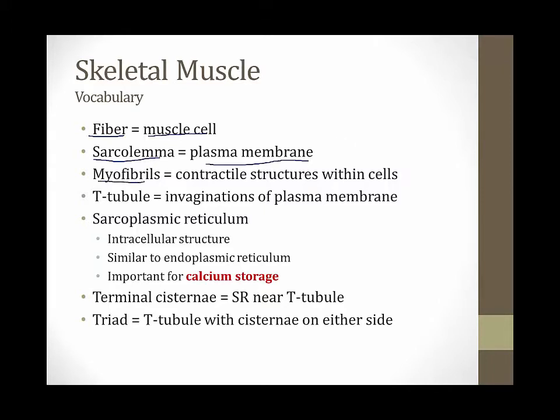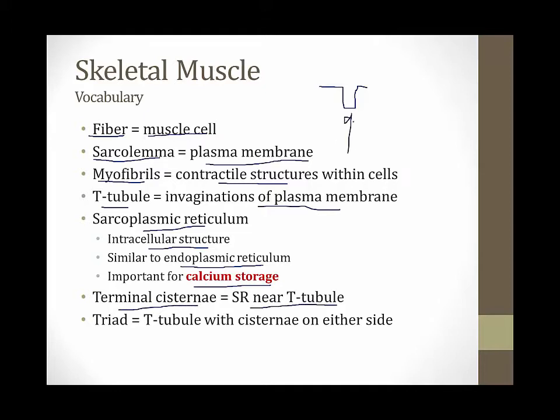Myofibrils are the contractile structures within the muscle cell, and the T-tubule is an invagination of the plasma membrane. Muscle cells have these little invaginations that look like a T, so they're called a T-tubule. The sarcoplasmic reticulum is an intracellular structure found inside of the muscle fibers or muscle cells. It's similar to the endoplasmic reticulum in other cells, and it's very important for calcium storage, as we'll see in the next few slides. The terminal cisternae are the sarcoplasmic reticulum portions that are right next to the T-tubule.